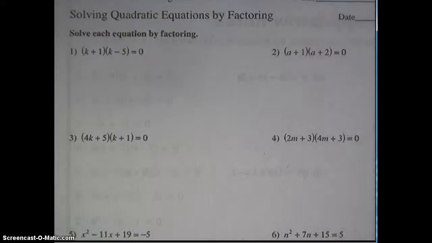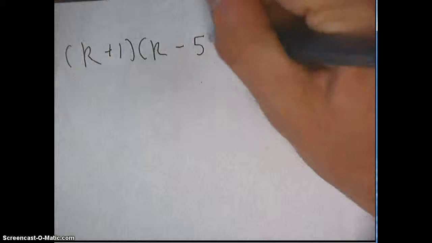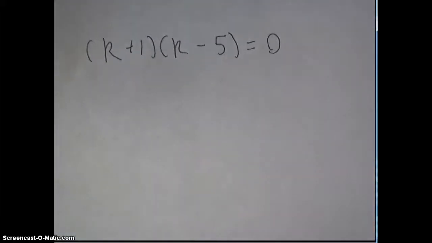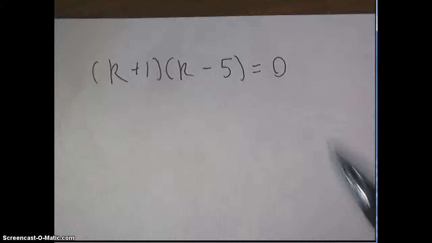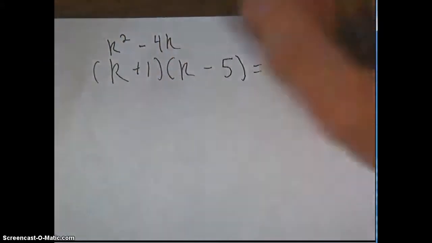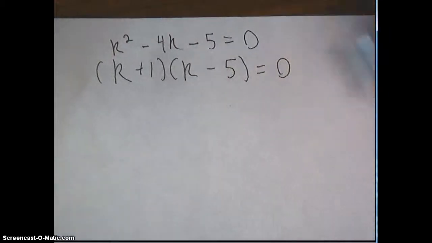K plus 1 times k minus 5 equals 0. So this is already factored. This is a quadratic that's already factored. We could FOIL this thing out, and if we did that, we'd get k squared minus 4k minus 5 equals 0.